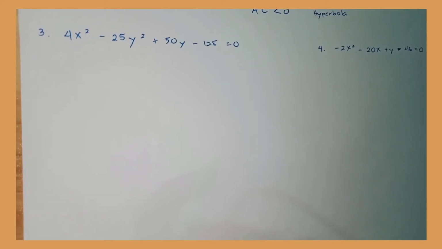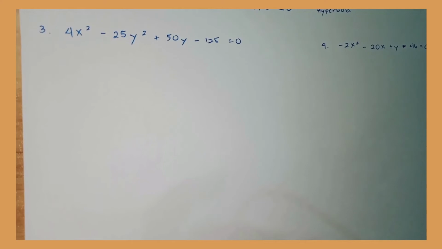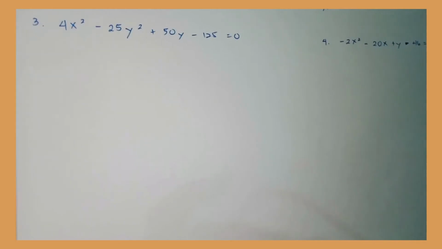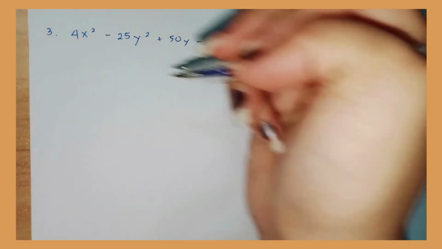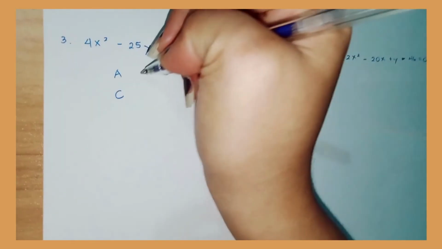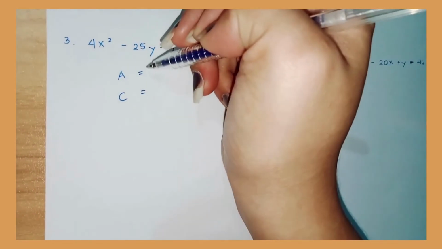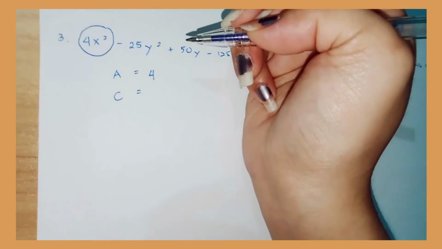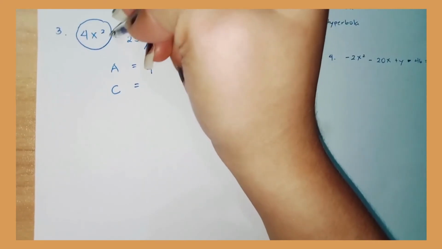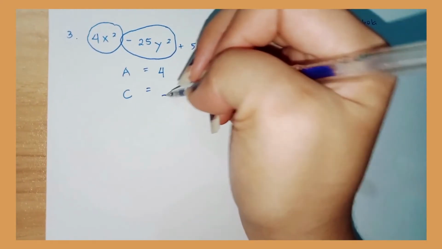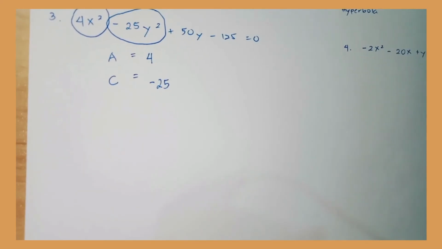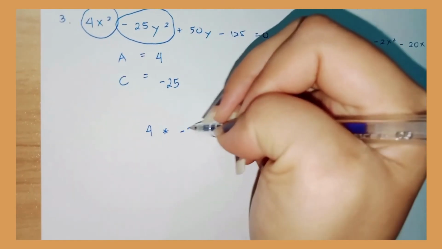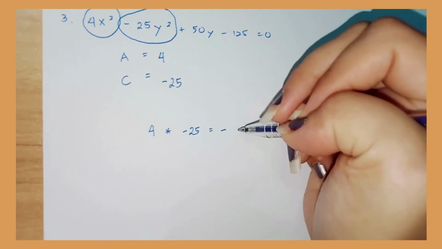Third example, we have 4x squared negative 25y squared plus 50y negative 125 is equal to 0. Same process, we need to determine A and C. Yung A, yun yung kasama ni x squared, which is 4. At ang C naman ay ang kasama ni y squared, which is negative 25. Same process, imumultiply natin. 4 multiply to negative 25, the answer is negative 100.